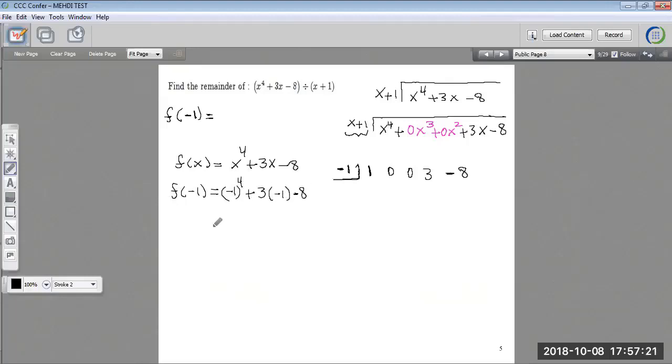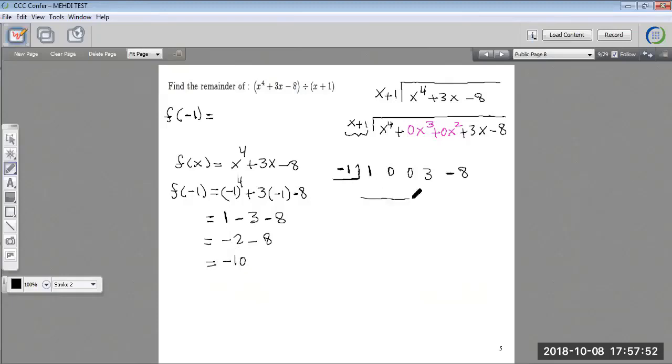So I would get 1 here plus 1. Then you get minus 3 and minus 8. Okay. So I get 1 minus 3, that gives me minus 2, minus 8. So it looks like f of minus 1 is equal to minus 10. That is my remainder. So let's go ahead and use synthetic division since it's pretty easy to follow.